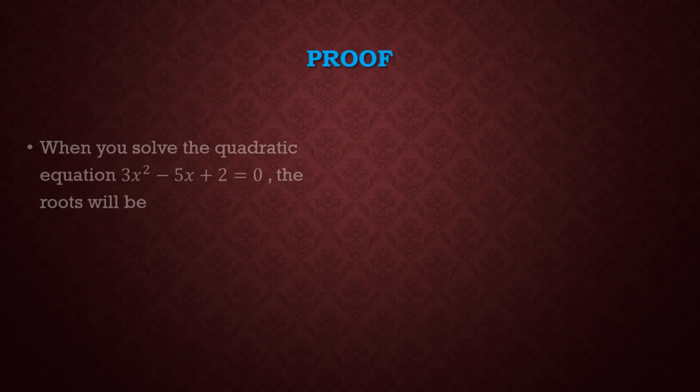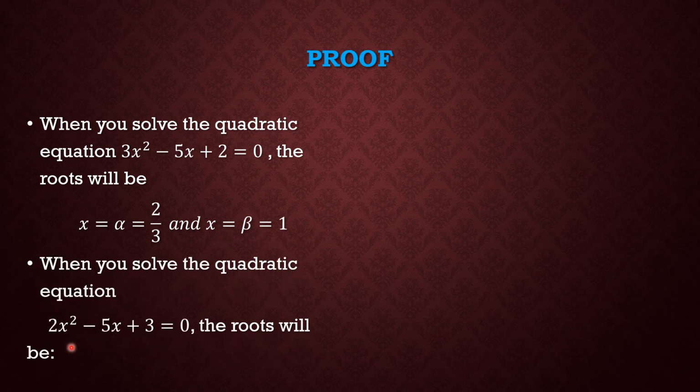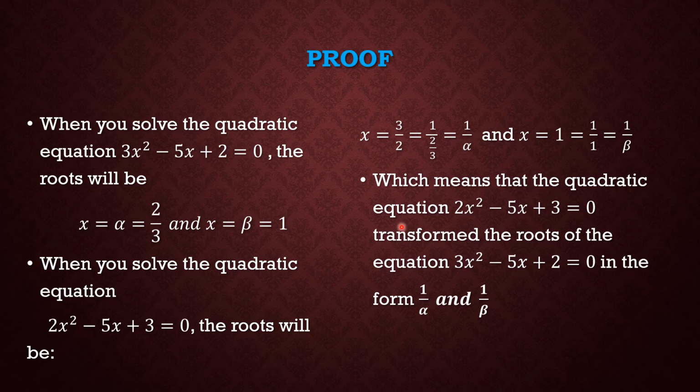Now, let's see the proof. So we have x equal to alpha, which is equal to 2/3, and another x equal to beta, which is equal to 1. So when you solve this quadratic equation, the root will be given as x equal to 3/2, which is equal to 1 over 2/3, equal to 1 over alpha, and x equal to 1, equal to 1 over 1, which is 1 over beta. So this represents the proof. Which means that this equation equal to 0 transforms the root of the equation into the form 1 over alpha and 1 over beta. So remember, these are the root of the old one, and this becomes the root of the new one.